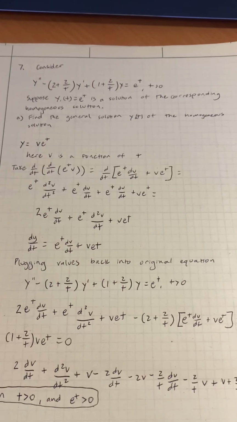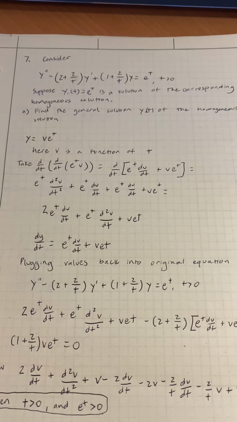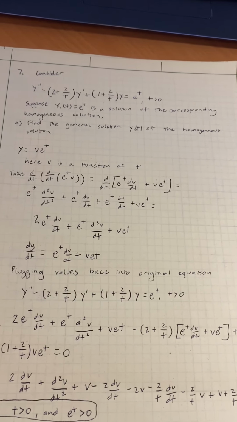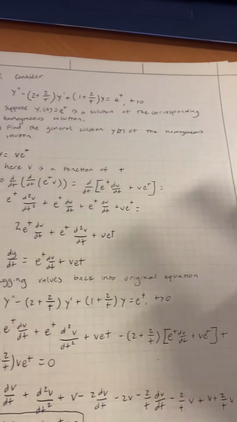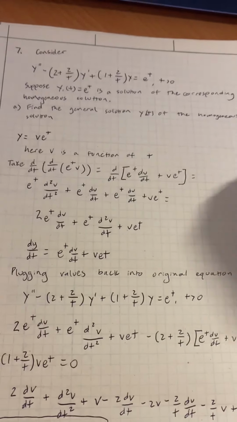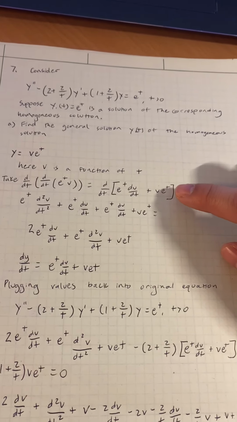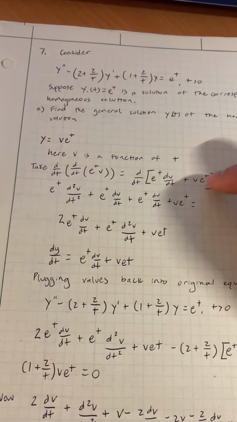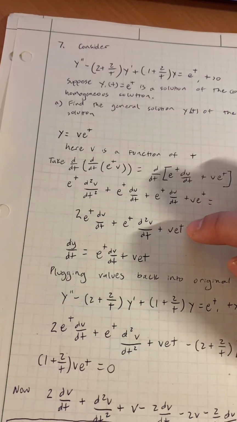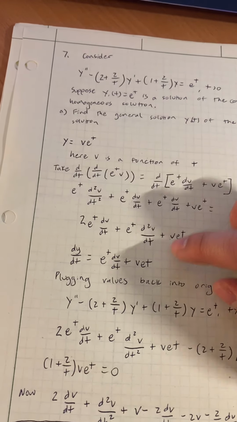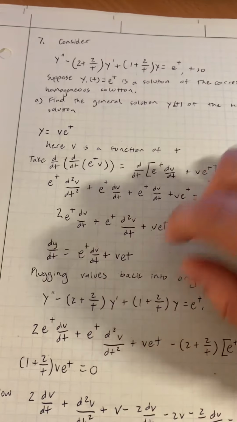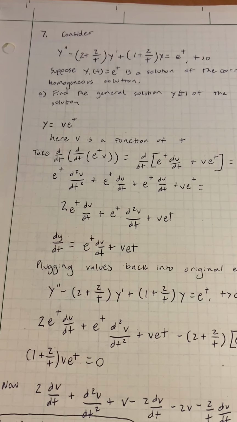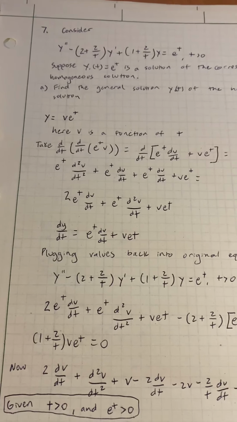So the first step I did here was to set y equals v times e to the t, where v is a function of t. I just want to substitute it in. The next step is to take the derivative of this function. After evaluating with the product rule and simplifying, we got dy over dt equals e to the t dv over dt plus v e to the t.